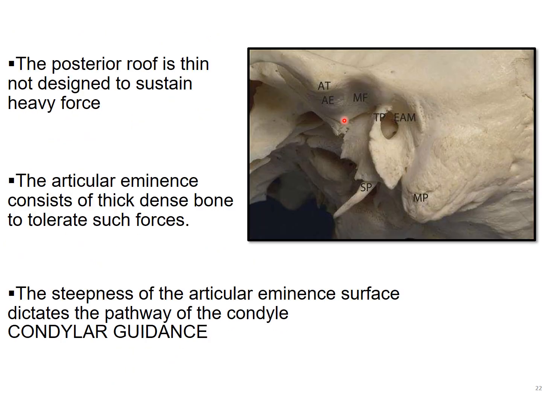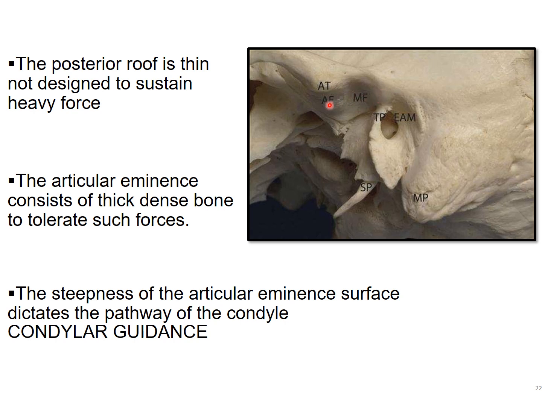Okay, so the posterior roof of the condyle, as shown over here, is very thin, and this posterior part of the glenoid fossa cannot sustain a heavy force. So that's why the condyle articulates with the anterior superior most position of the glenoid fossa. Whereas the articular eminence consists of thick dense trabecular bone which can tolerate forces and prevents the anterior sliding of the joint. The posterior part is thin bone, the anterior part is thick, robust, dense trabecular bone.